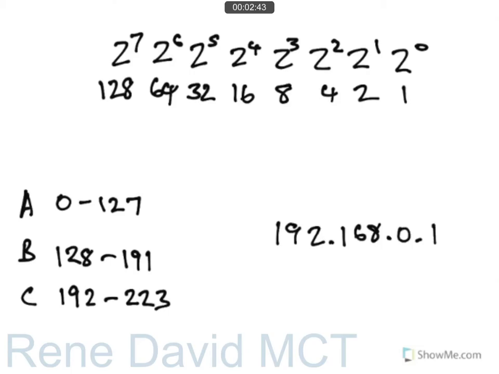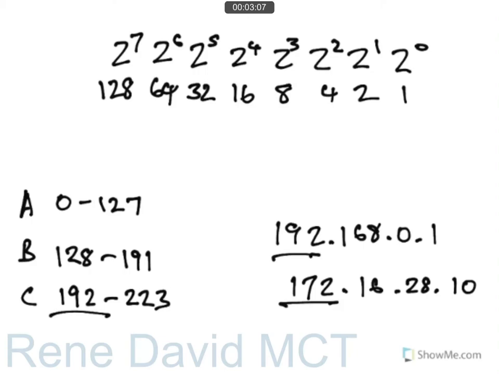So if I gave you an IP address 192.168.0.1, all you do is you look at the first octet, which in this case is 192. 192 fits in with the class C. As a result, this is a class C address. If I gave you something like 172.16.28.10 as an example, again, you look at the first octet, this fits in this range, as a result, this is a class B IP address.